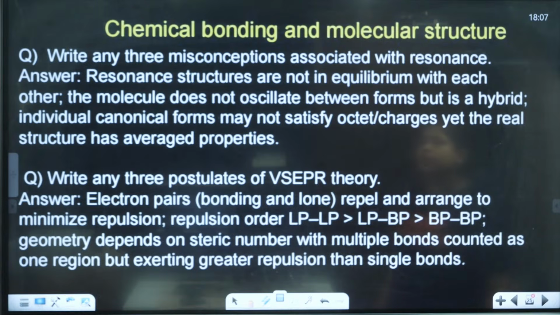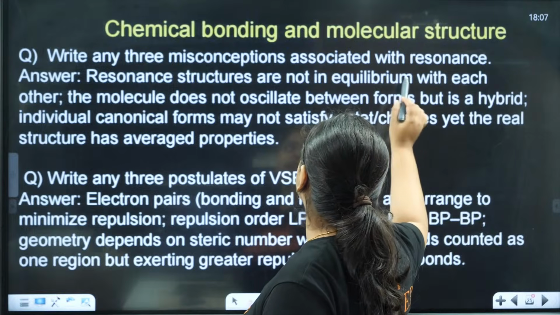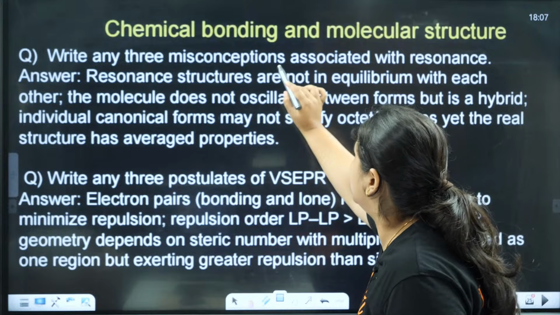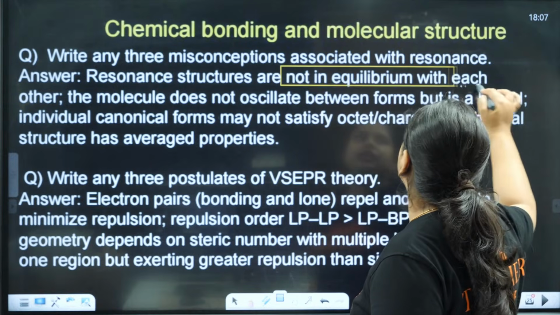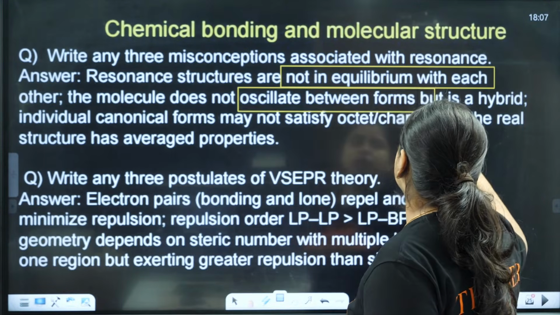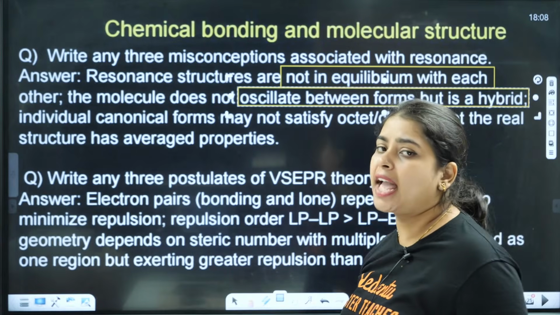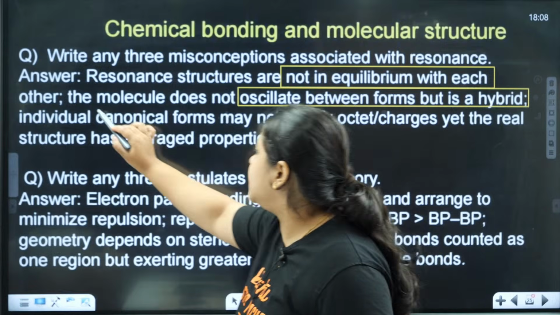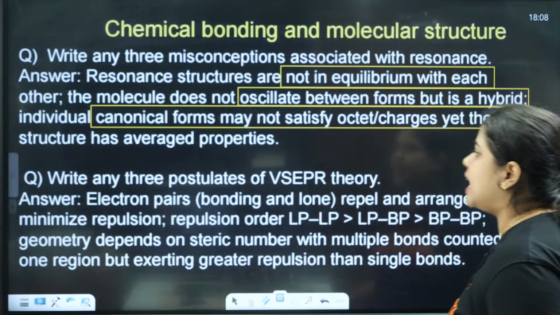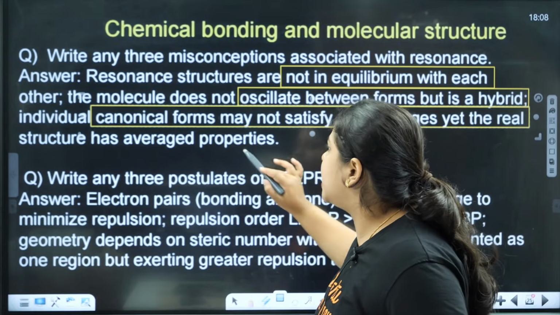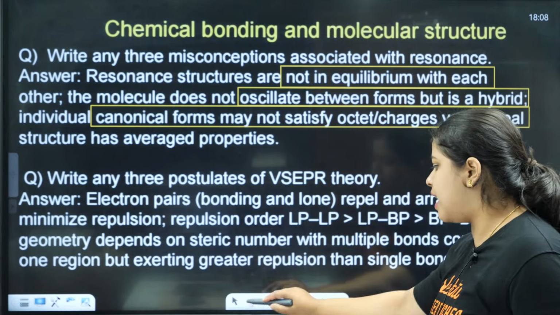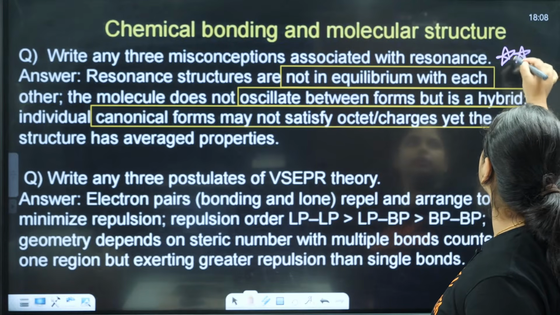Next question. Write any three misconceptions associated with resonance. Resonance structures are not in equilibrium with each other. They are not at all equivalent to each other. And the molecule does not oscillate between forms, but it is a hybrid. Canonical forms may not satisfy the octet and the charges, yet the real structure has averaged properties. So this is also important, they have asked this question in the question paper.